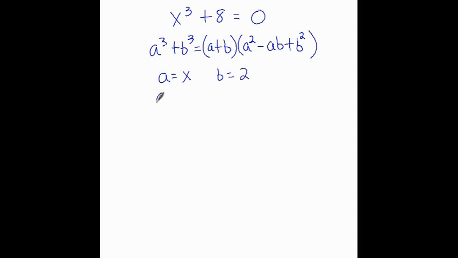So we set it up as x plus 2 times a squared would be x squared, minus ab would be, we'll write it as 2x, and then plus b squared, which is 4. Now when I use my zero product property, I'm going to set this first term, and you can just see it's x equals -2 for my first term, and then we'll use the quadratic formula.